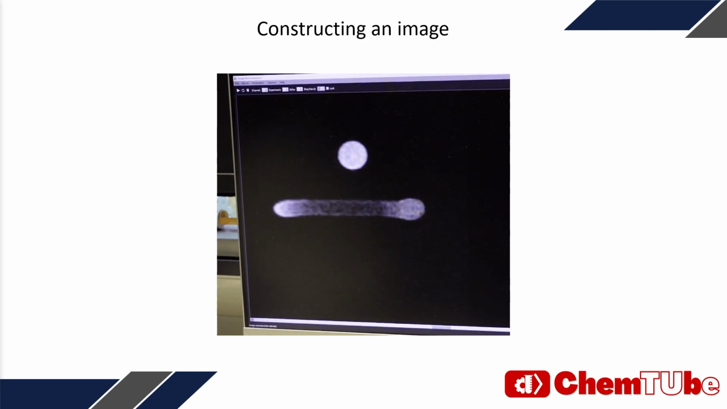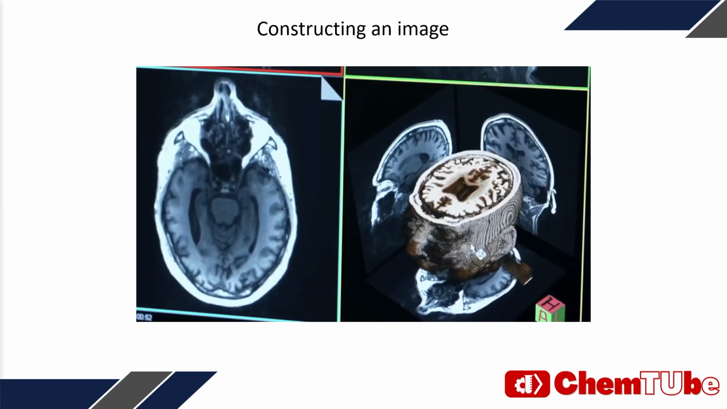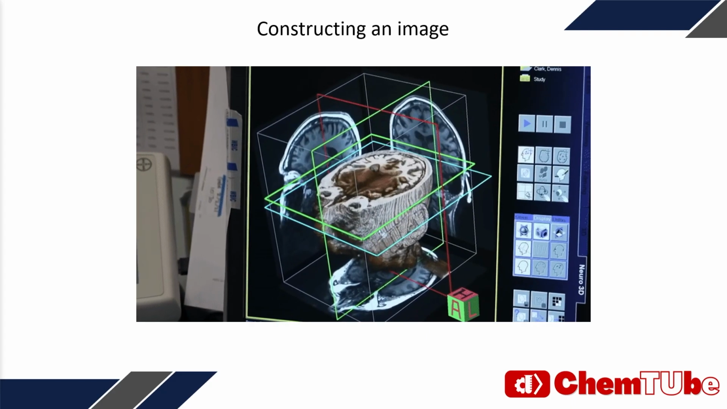This is repeated for all the slices, and in the end a 3D image can be constructed by combining these slices. On the screen can be seen the construction of a 3D model of a human head using 2D slices stacked on top of each other.